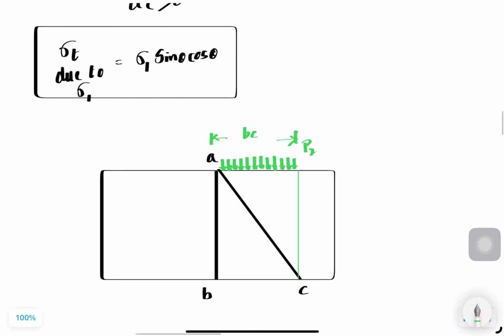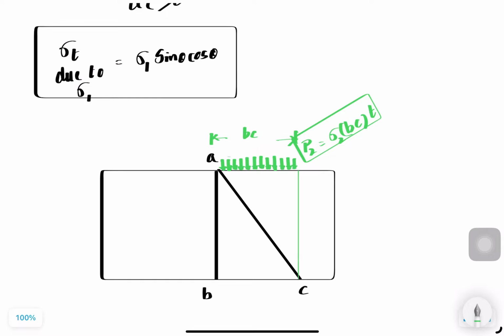Now I'm going to find the expression for P2. What is the expression for P2? It's simple. Stress is load by area, so the load is stress, which is sigma 2, into area, which is BC into thickness. So the load P2 is sigma 2 into BC into thickness. That gives us the expression for P2. So we will be using this expression for P2.